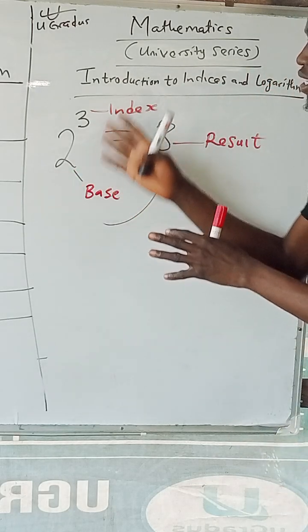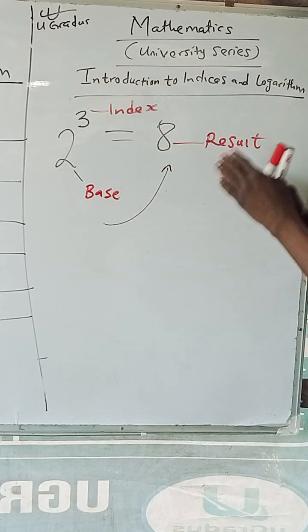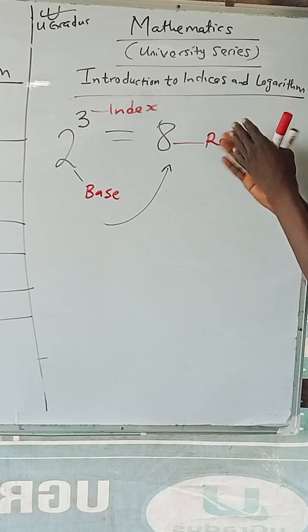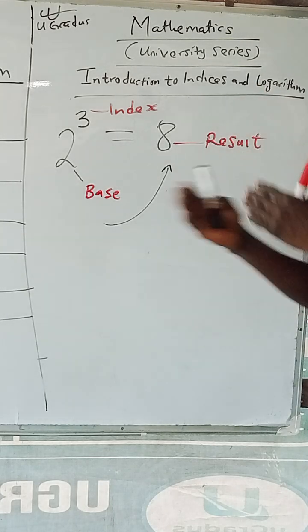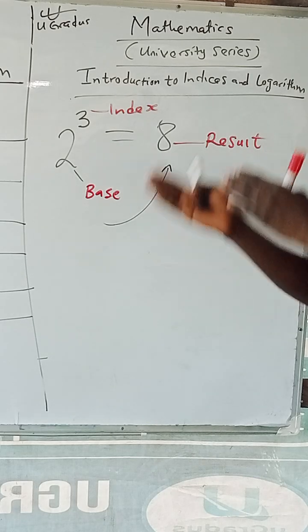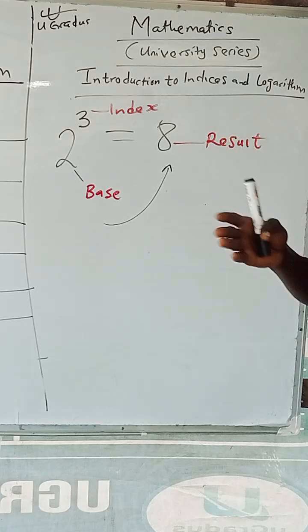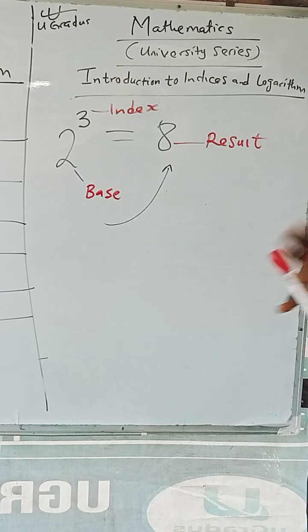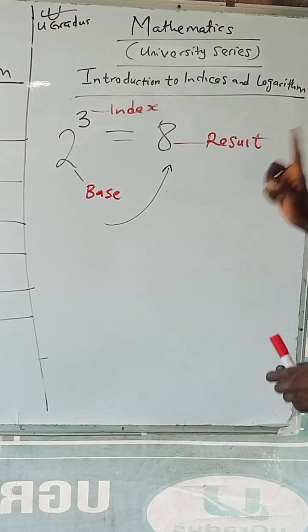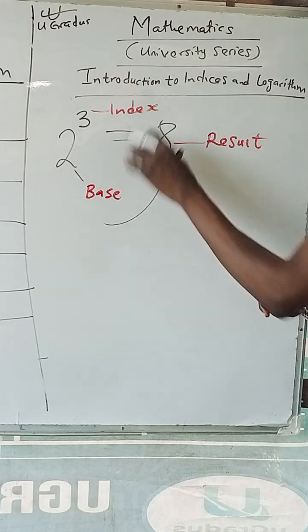Now when you evaluate the base and its index, we are going to get a result. When we want to discuss indices, we must always talk about logarithm, because to me indices and logarithm are like partners. They are opposites. So indices and logarithm must come simultaneously. You cannot learn indices without learning logarithm, and you cannot learn logarithm without knowing indices. Very simple.